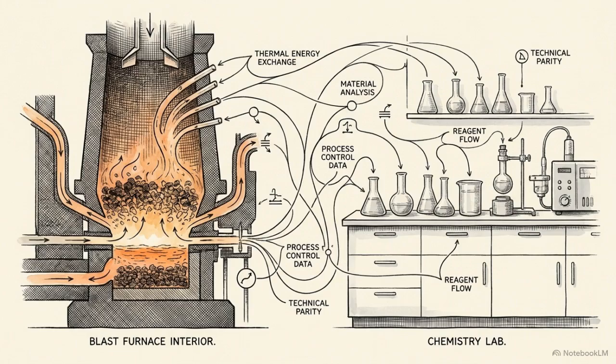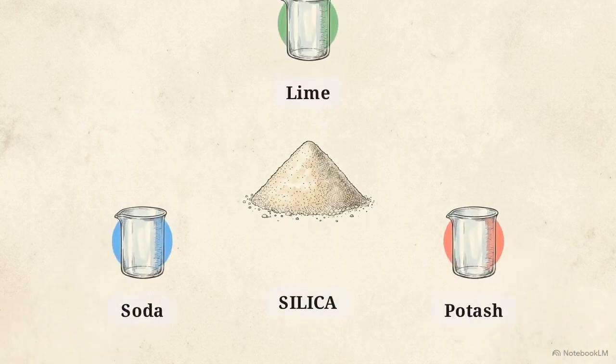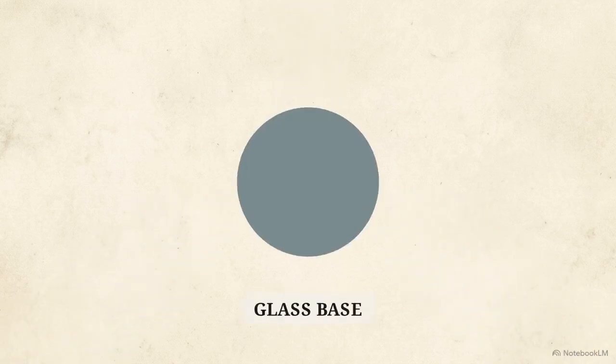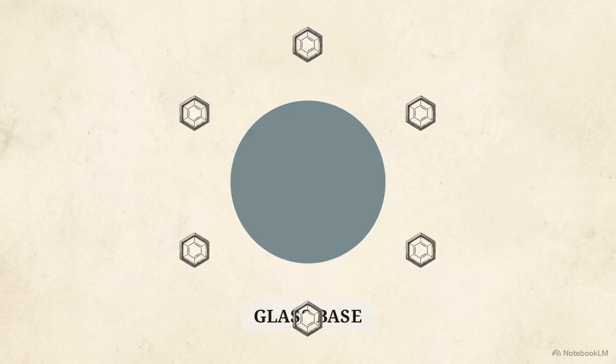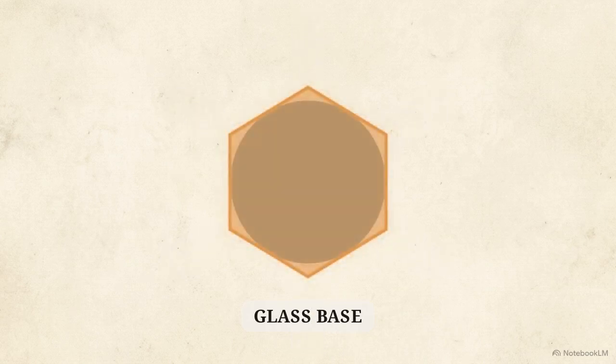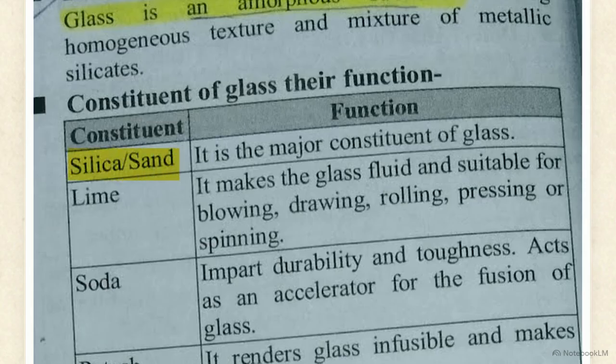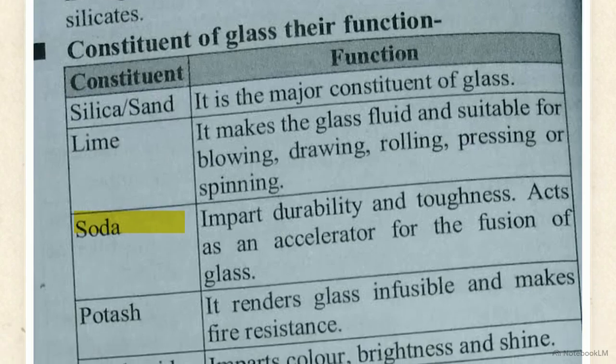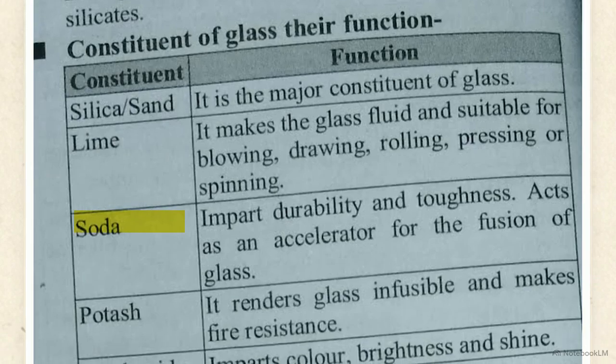Making glass functional means treating the furnace like a highly technical chemistry lab. Engineers have to mix specific additives into that raw sand to strip away its brittle nature and manually build in the exact physical traits they want. This table outlines the recipe for common glass. Silica serves as the major constituent. Engineers add lime, making the hot glass highly fluid so it can be physically drawn or blown. Next, they drop in soda, an accelerator that injects physical durability.